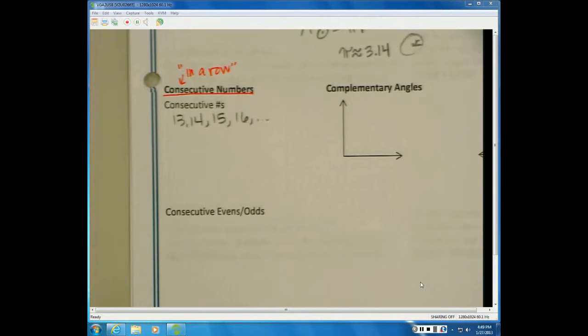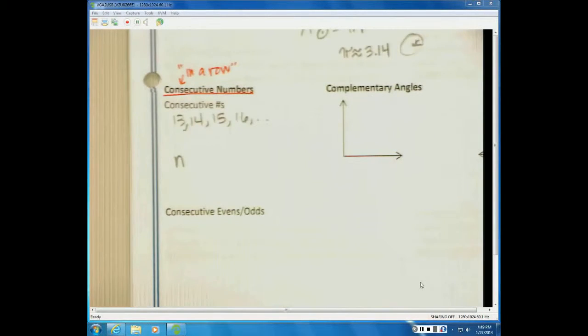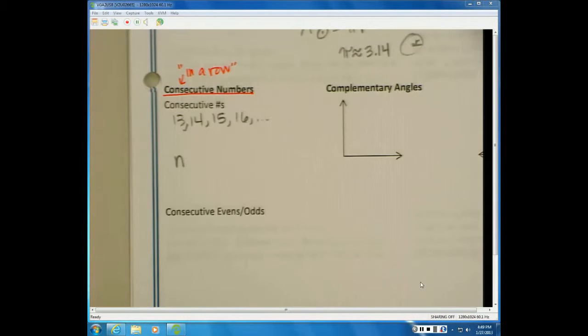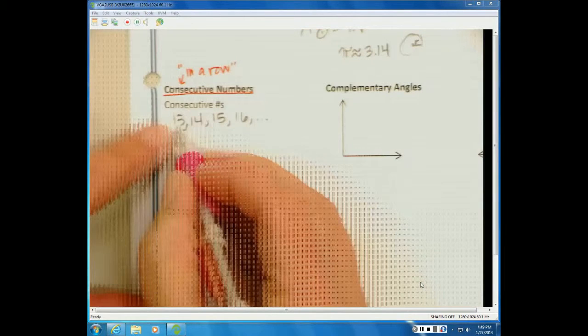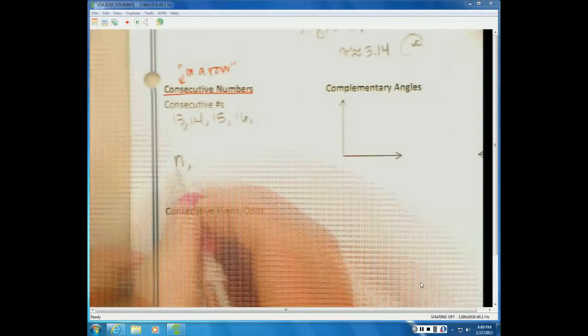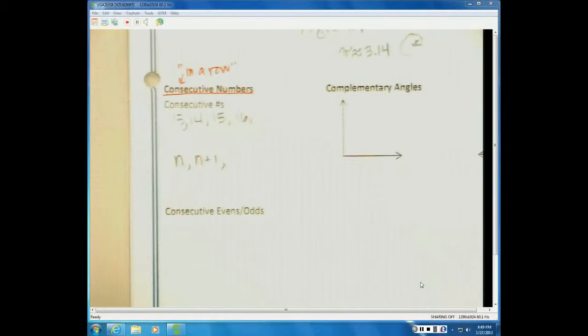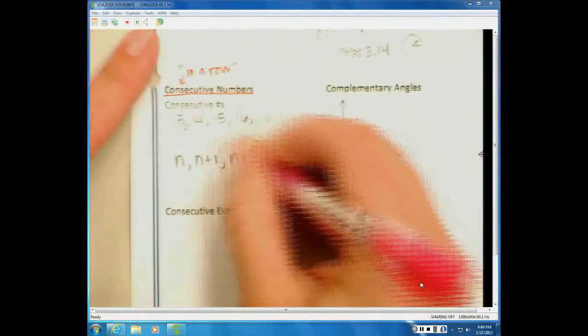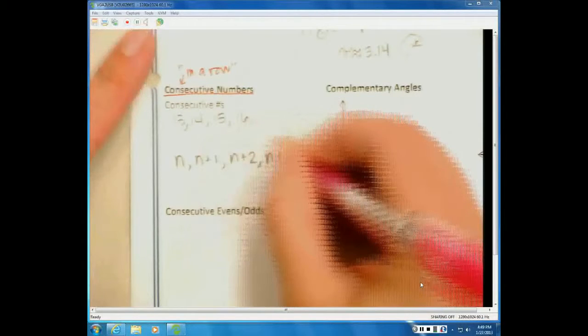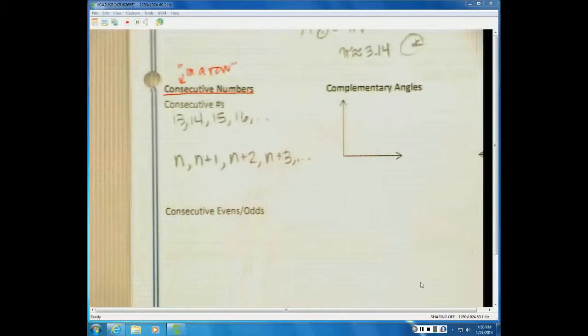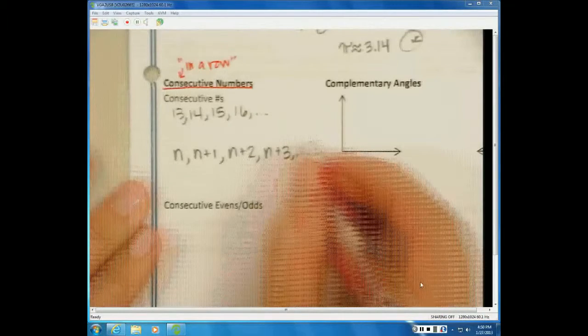Well, what we need to do, if we're working with consecutive numbers, we need to be able to use variables to represent them. If my first number is n, what is the next consecutive number? Or how much bigger is the next consecutive number? So if my first number is 13, the next one is 1 unit bigger, right? If n is my first number, the next consecutive number is n plus 1. The next consecutive number is n plus 2, followed by n plus 3, and so on. So this is how you would write consecutive integers.